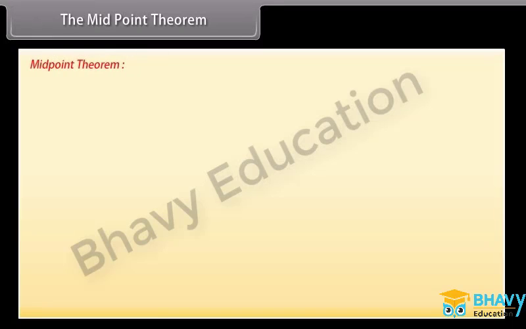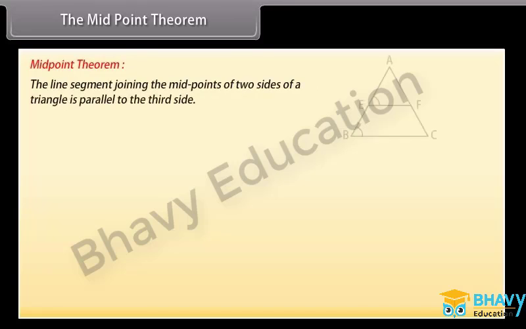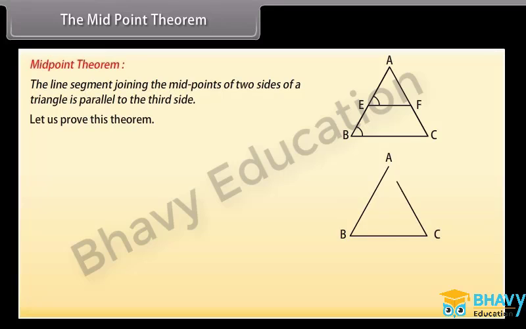The Midpoint Theorem. Now we'll study the Midpoint Theorem, which says that the line segment joining the midpoints of two sides of a triangle is parallel to the third side. Let us prove this theorem. Draw a triangle ABC. Mark a point E, the midpoint of AB, and F, the midpoint of AC. Draw a line CD parallel to AB, which intersects the extended EF at D. We have to prove that EF is parallel to BC.